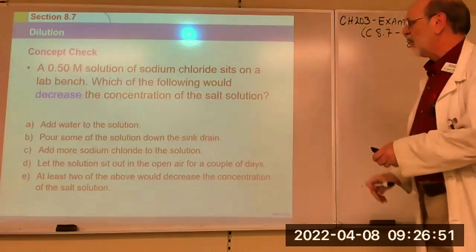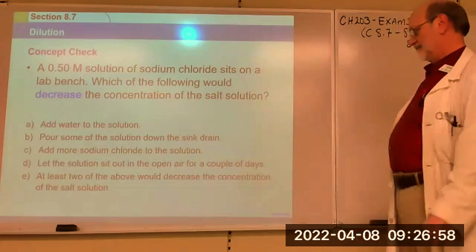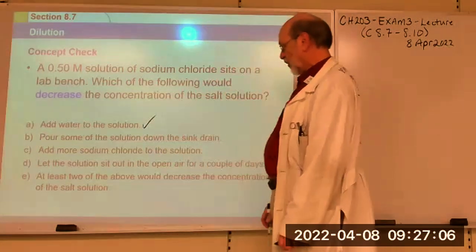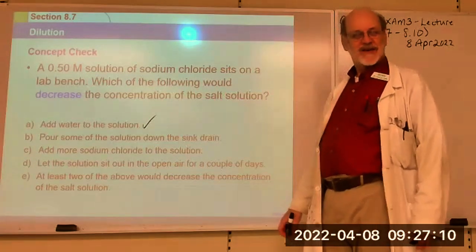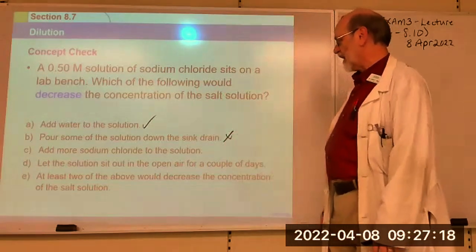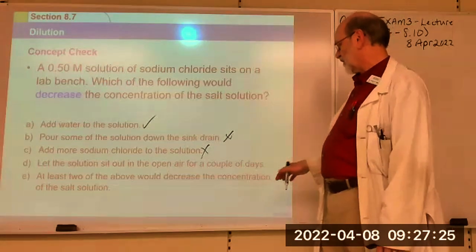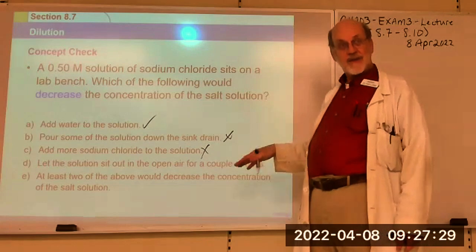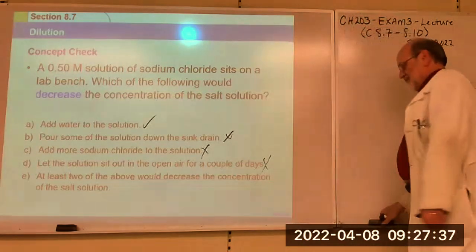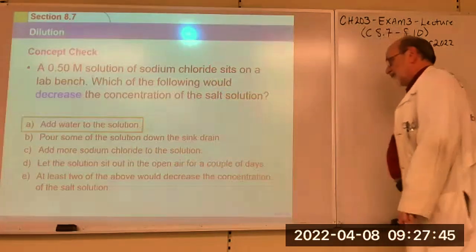About this one. A 0.5 molar solution of sodium chloride sits on a lab bench. Which of the following would decrease the concentration of the salt solution? Add water? Oh, yeah, because that's your solvent. Right, so we got that one working for us. Pour some of the solution down the sink. You're pouring both solute and solvent at the same time. That's not going to have any effect. Add more sodium chloride. It's going the wrong direction because that's the solute that you're adding. Let the solution sit out on the open air for a couple of days. That would evaporate the solvent and make the solute more concentrated. Okay, and E is no good because we already found one, and the rest of them are false. Okay. So that was your answer.